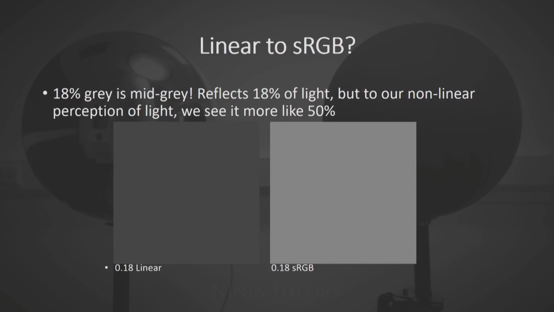And again, if people are familiar with photography, they're probably familiar with the idea of 18% gray being mid-gray. But if you stop and think about that, it doesn't really make sense. If it's mid-gray, why is it not 50%? But because we have this non-linear reaction to light, what is 18% ends up being perceived more like 50%. So same thing here. We've got 18% gray, completely linear, without any gamma correction. And on the right, we've got 18% gray with the gamma correction to simulate how we would react to 18% gray.